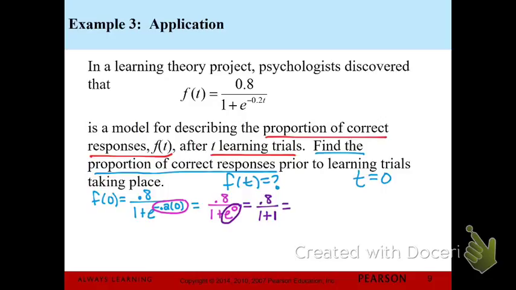What do we do now? Add the 1 plus 1 because it's together on the bottom. So we get 0.8 over 2, which is 0.4. So what does that mean? That's going to be the amount of correct responses.